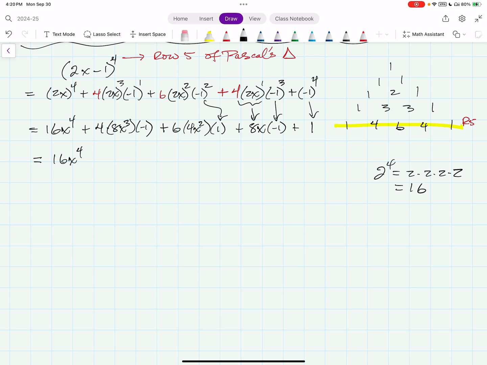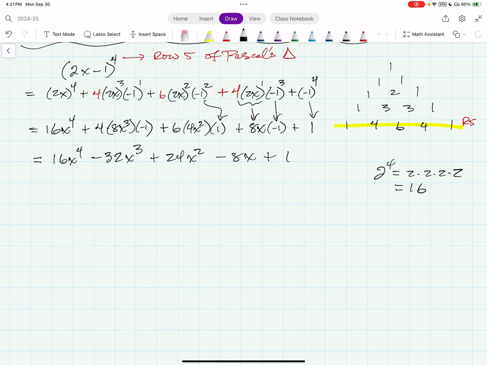We get 16x to the fourth. 4 times 8 is 32 times negative 1 is negative 32x cubed. 6 times 4 is 24, so 24x squared. I'm going to change from plus to minus because 8 times negative 1 is negative 8, so minus 8x here, and then a plus 1.